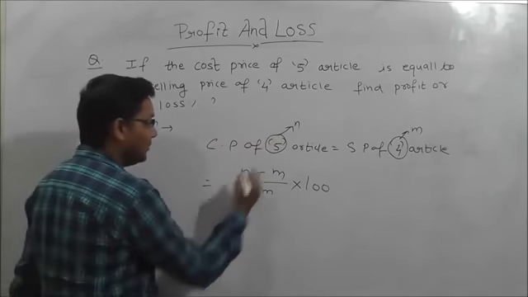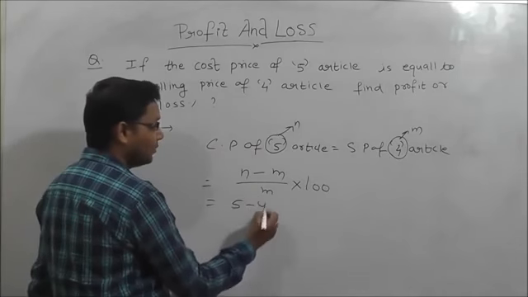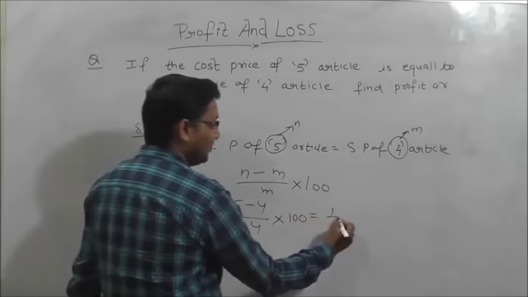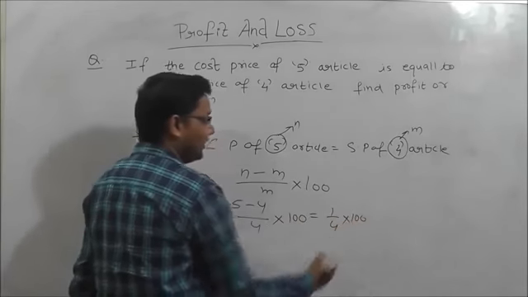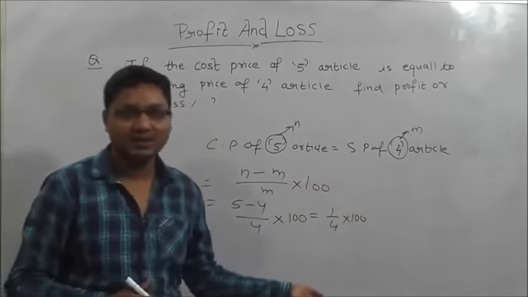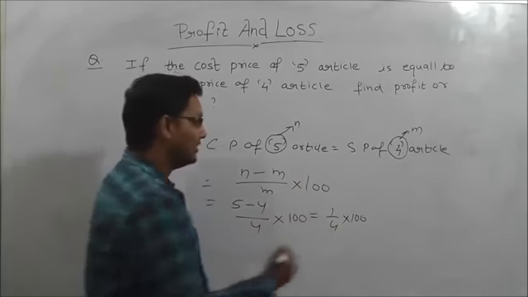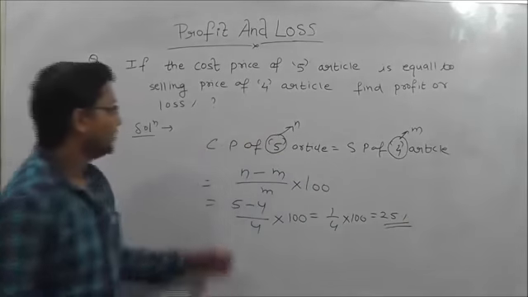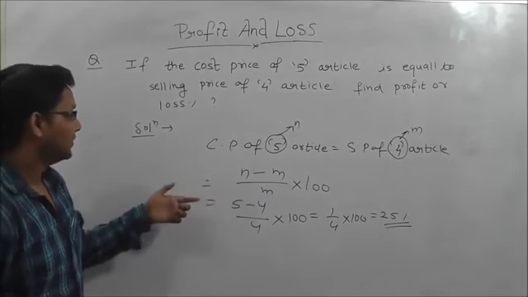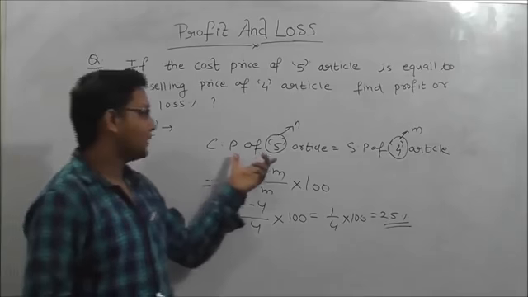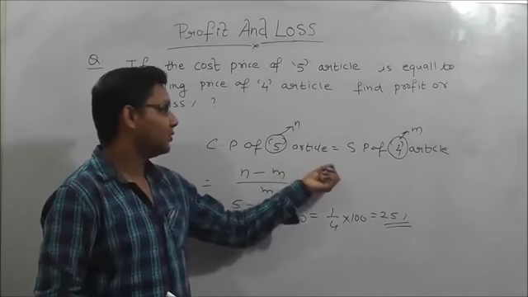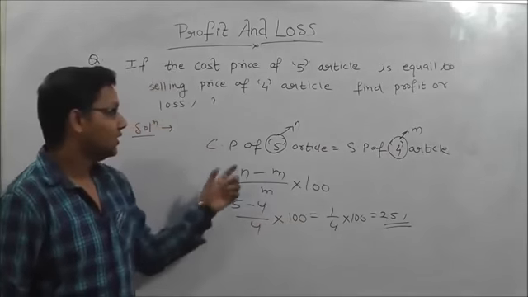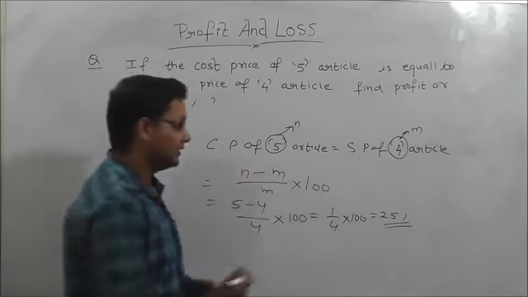See, so the value will be (5 minus 4) upon 4 into 100. So it will be 1 by 4 into 100. And 1 by 4th of 100 is 25. So the answer is 25%. So the cost price of 5 articles is equal to the selling price of 4 articles, so it will be the profit percent.